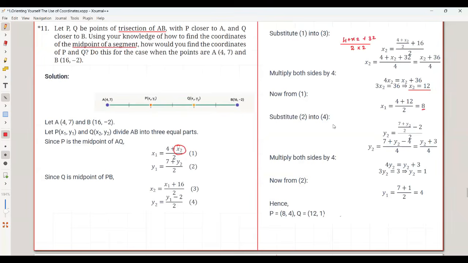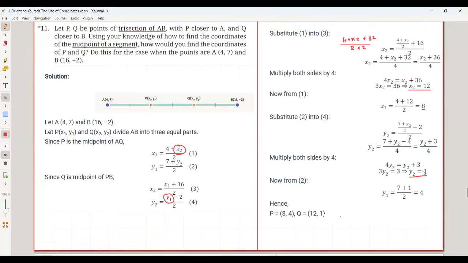Now the same for y2. Substitute y1, which is 4, in the place of y1 in that equation, simplify it, and you will get y2 is equal to 1. Then substitute the y2 value 1 in equation number 2, and you will get y1 is equal to 4.